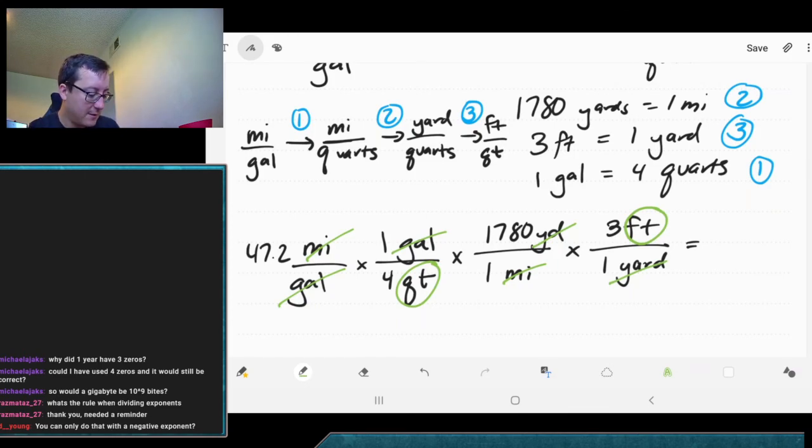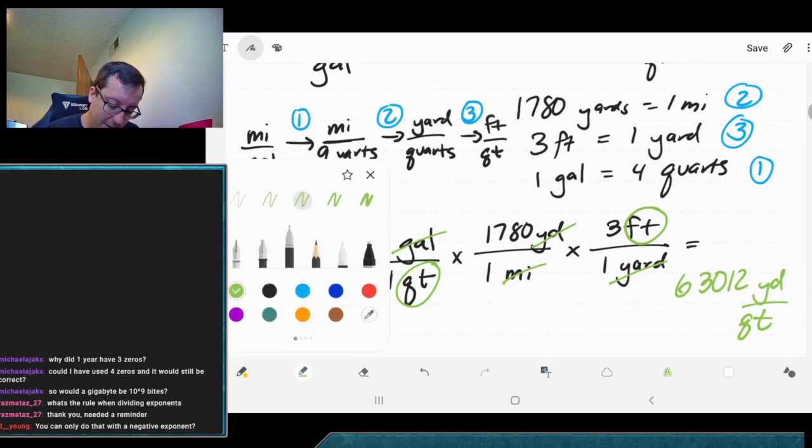So 47.2 divided by 4 times 1780 times 3. Again, ignoring all those ones because we don't need them. And we get 6302, 12 yards per quart.